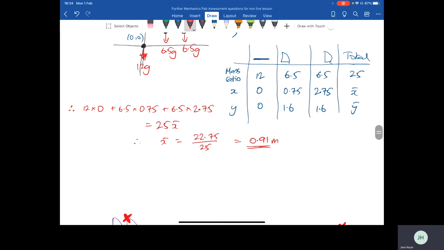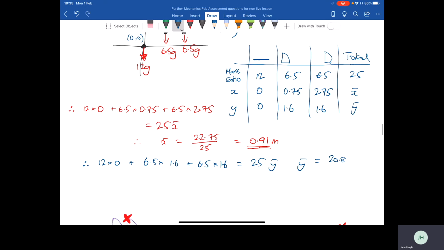And then if I do the same for y bar, I needn't really have included that 12. 12 times 0 plus 6.5 multiplied by 0.75. No, it's 1.6, isn't it? I'm doing the y values. Plus 6.5 multiplied by another 1.6 is equal to 25 y bar. So y bar is 6.5, 13 times 1.6, 20.8 over 25, 0.832 meters.